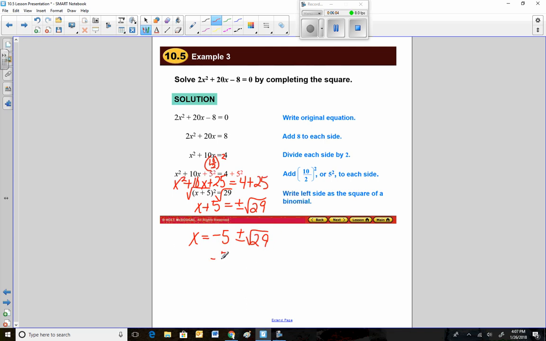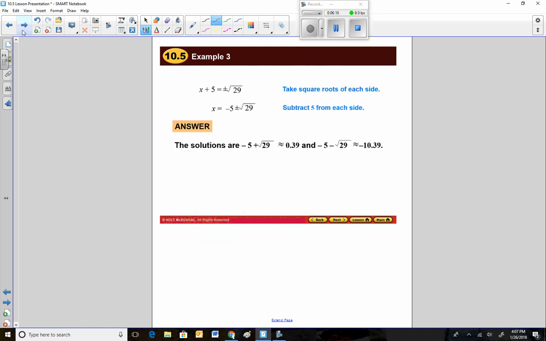Now, we could plug this into our calculator. We would have to plug negative 5 plus square root 29 and negative 5 minus square root 29 into our calculator to get decimal answers. And so when you do that, you'll get about 0.39 and negative 10.39.